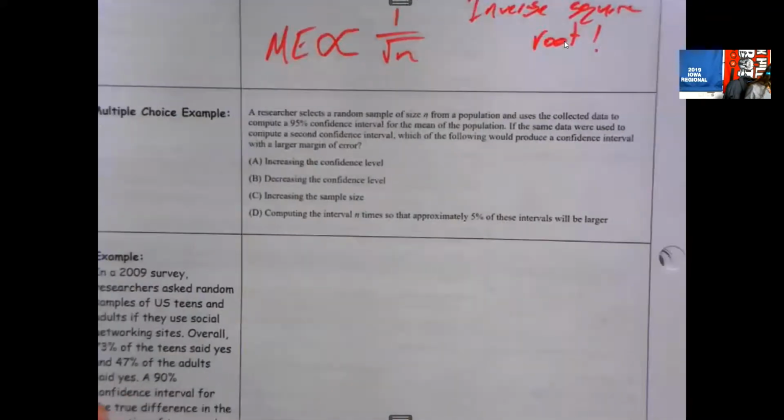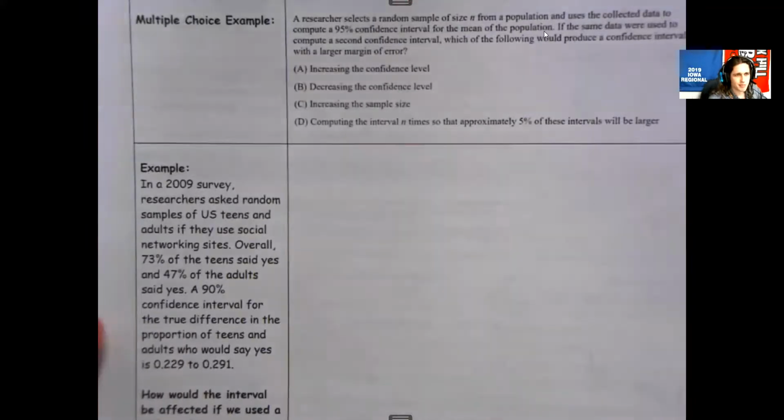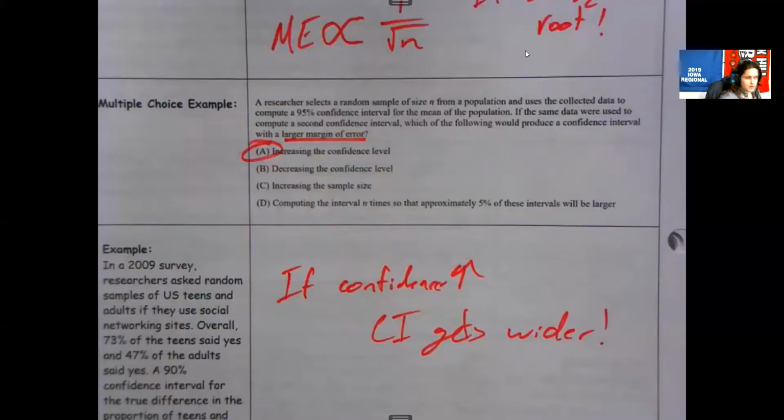So a couple questions for you. I'm going to pause it and let you guys think about these ones. I'll come back. A couple quick ones you should have got by this point. If we want a larger margin of error, we need to be more confident, right? A wider net captures more fish. A wider interval captures more parameters. And the second one, if confidence level goes up, the confidence interval gets wider. Related ideas here.